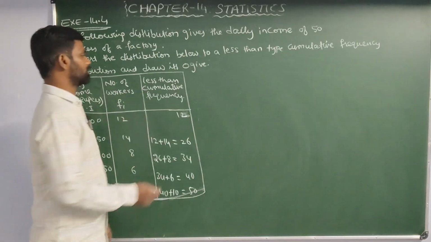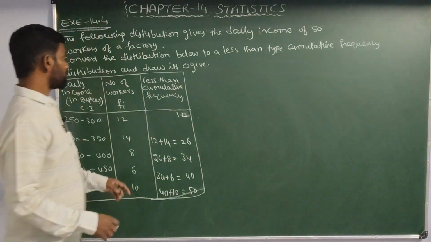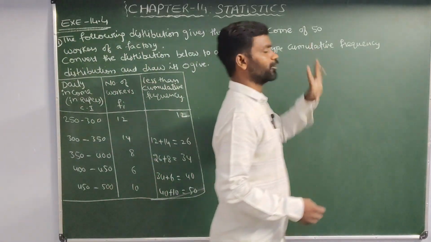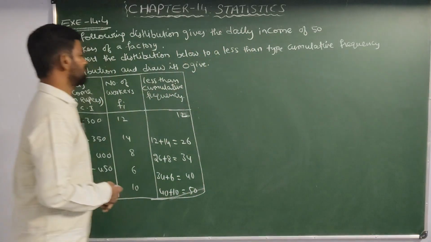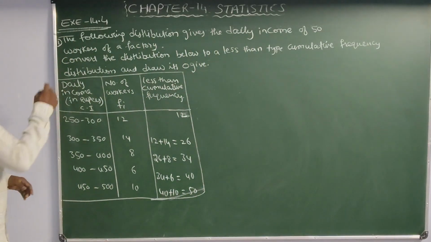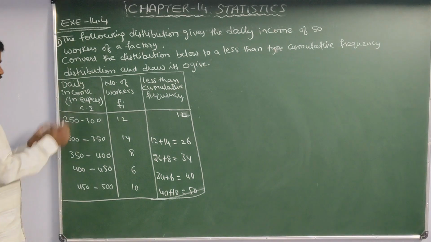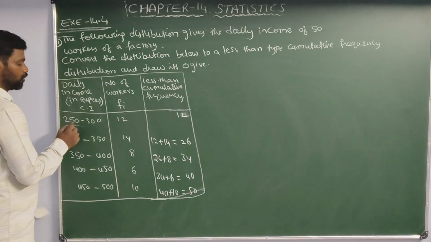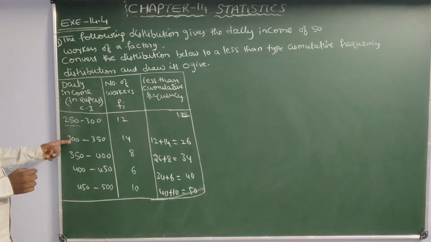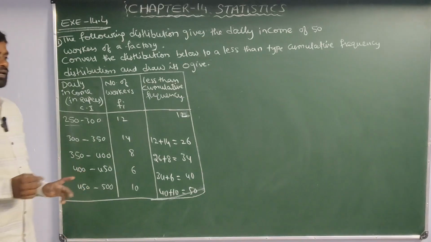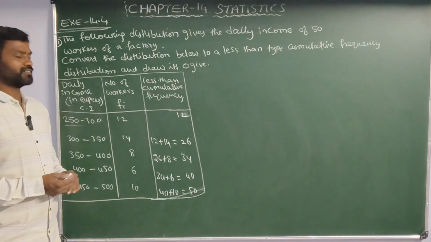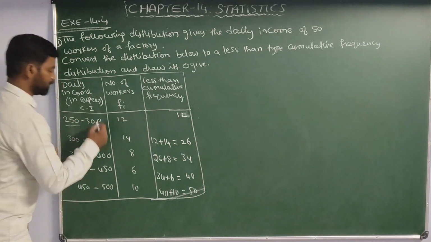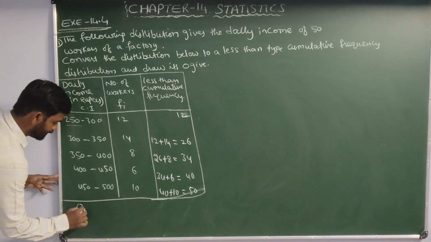Right. So here we have to draw which type? Less than type cumulative frequency. So here these are the lower boundary and this is the upper boundary: lower boundary, upper boundary, lower boundary, upper boundary. For less than cumulative frequency we have to take the upper boundary. So we have to take the ordered pairs. So we get 300.